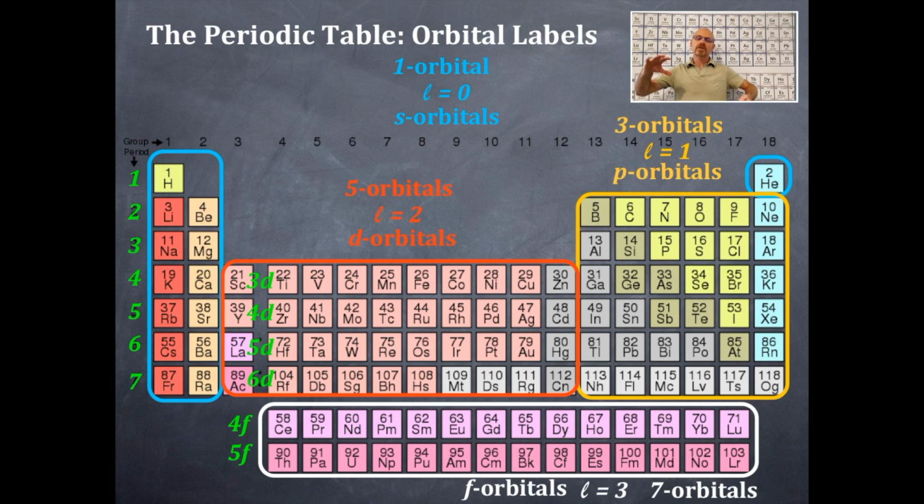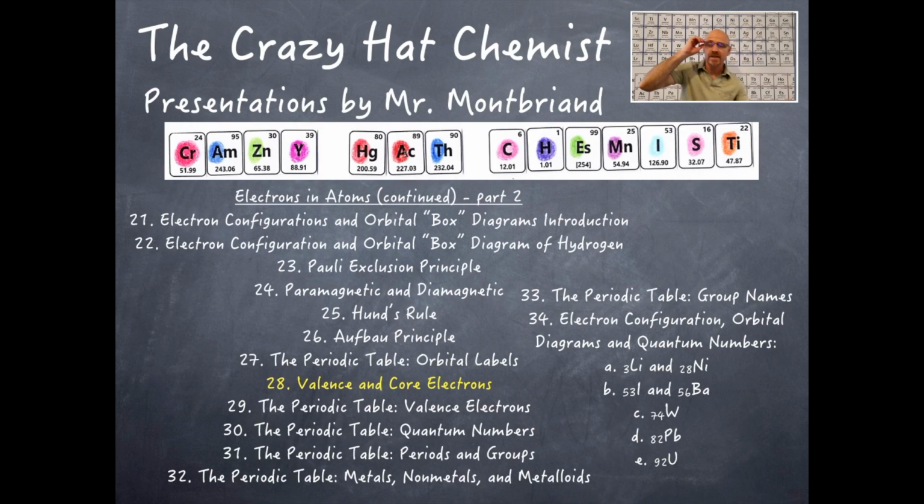Those are the locations of the types of orbitals and the labeling of those types of orbitals on the periodic table. This is a very key feature here. Make sure you write that on your periodic table because you're going to be using this frequently. Eventually, you'll just have it memorized because you've used it so frequently. Okay, that was another video.